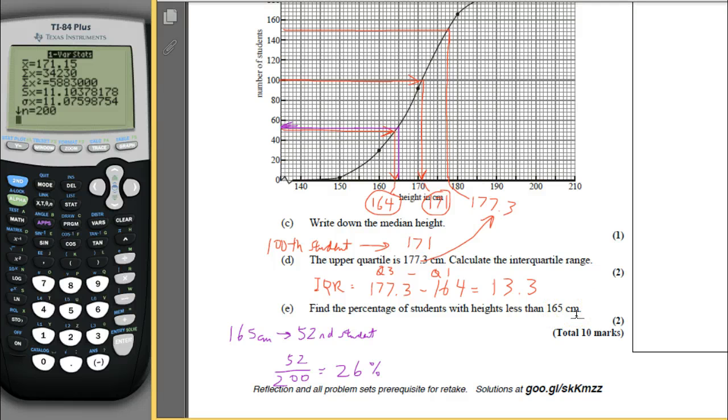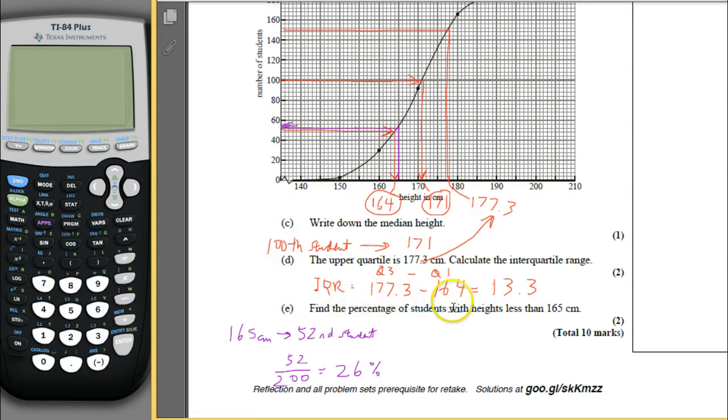So to do this, what we do is we figure out which student has exactly 165 centimeters. So we do that by finding 165 centimeters on the x-axis. We draw this purple line up, and then when we hit the curve, we go to the left. And we hit the y-axis at about 52. So the 52nd tallest student is 165 centimeters tall. So we write that down.